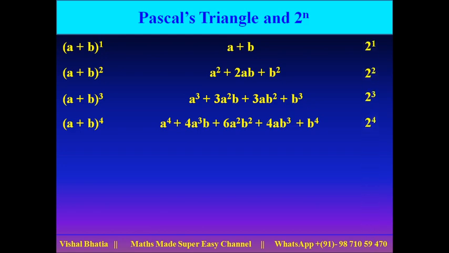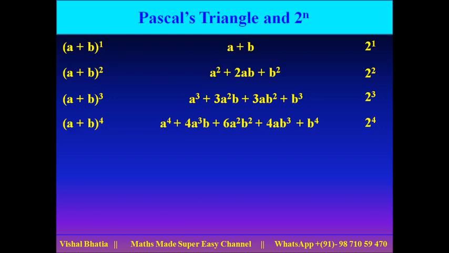Let's look at the extreme-most column. If I were to add up the coefficients of a plus b, which are 1 and 1, so 1 plus 1 is equal to 2, which is equal to 2 to the power of 1. Coming to the second row, the coefficients are 1, 2 and 1. If I add up 1 plus 2 plus 1, it becomes 4, which is nothing but 2 to the power of 2. Coming to the third row, the coefficients are 1, 3, 3 and 1. 1 plus 3 is 4, 4 plus 3 is 7, 7 plus 1 is 8, which is nothing but 2 to the power of 3.